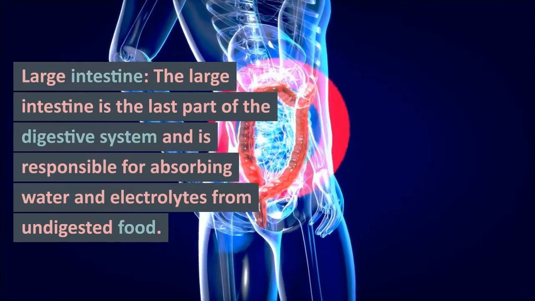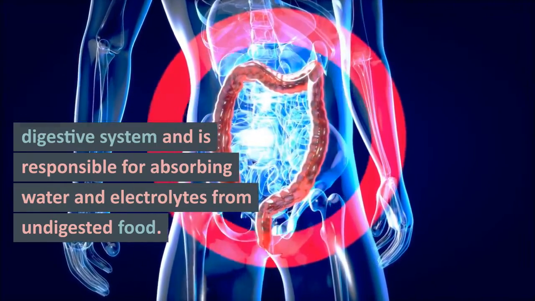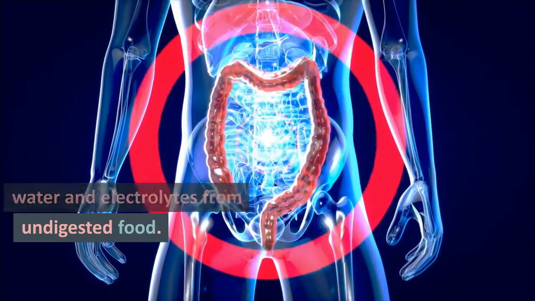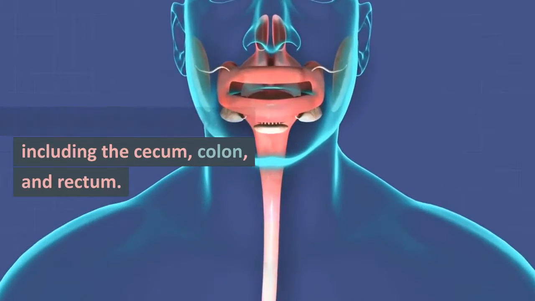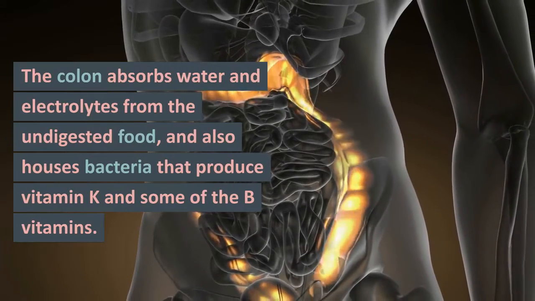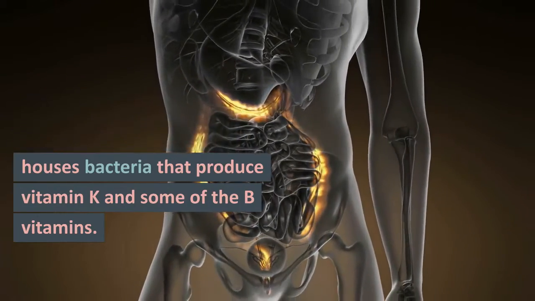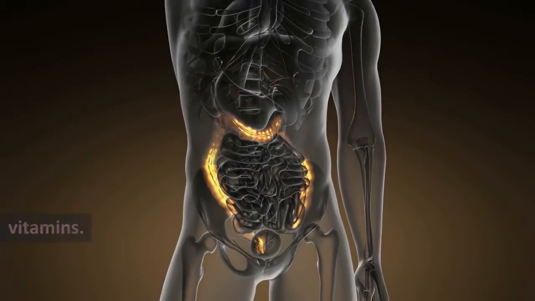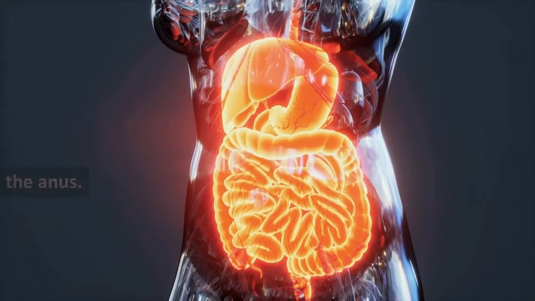Large intestine. The large intestine is the last part of the digestive system and is responsible for absorbing water and electrolytes from undigested food. It is divided into several parts, including the cecum, colon, and rectum. The colon absorbs water and electrolytes from the undigested food, and also houses bacteria that produce vitamin K and some of the B vitamins. The rectum stores feces until they are eliminated through the anus.